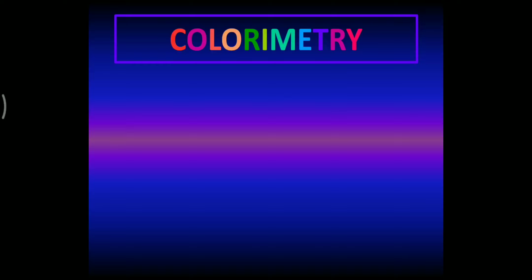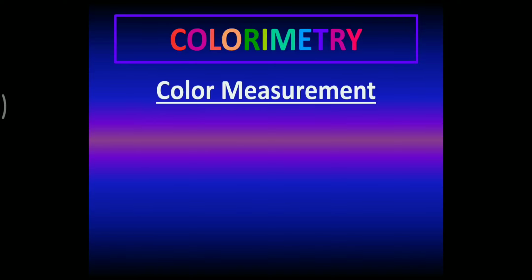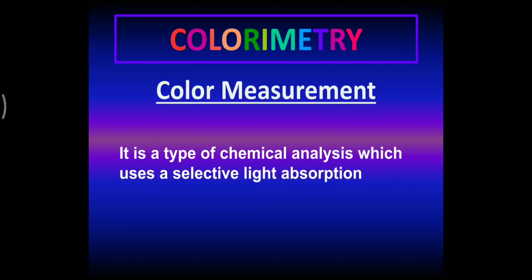So colorimetry, as the name tells, it deals with color measurement. It is a type of chemical analysis which uses selective light absorption. You know that in a colorimeter experiment we are using a colored solution, and that colored solution will be absorbing light. And in this experiment we will use selective light absorption by different colored solutions as the principle.